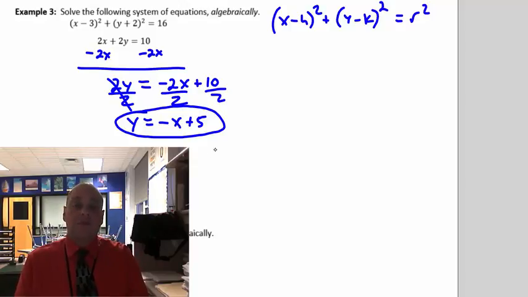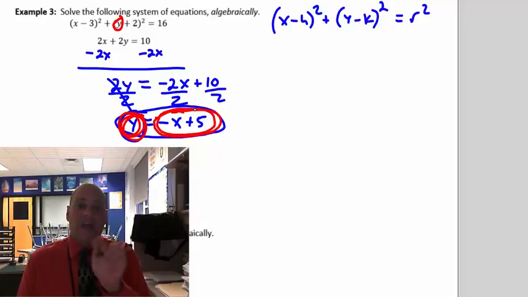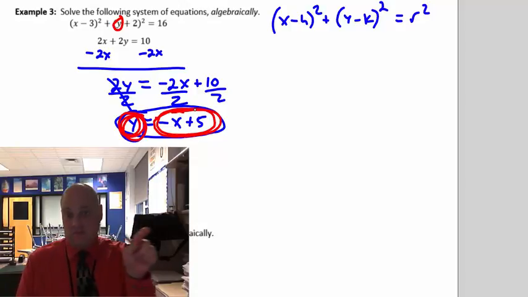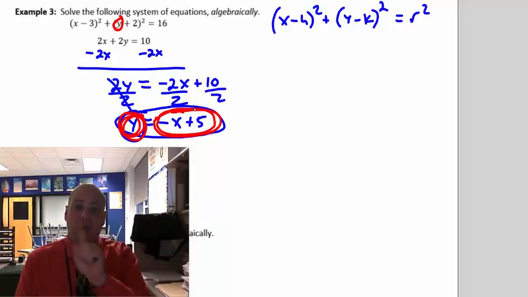Now I can substitute that in. I could substitute it in here. Look, here's a y. I'm going to circle that. Here's what y equals, and here's a y. I could take that y out, substitute the negative x plus 5 into where the y is, and I'm going to have an equation, albeit a little complicated one. But I'm going to have one equation with one variable.